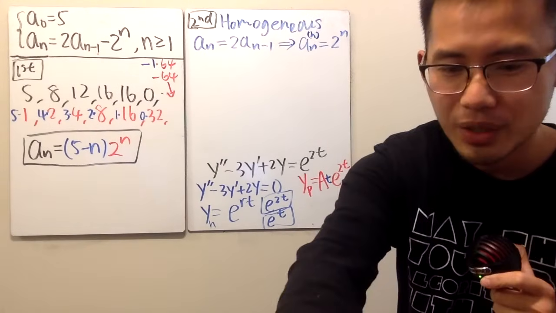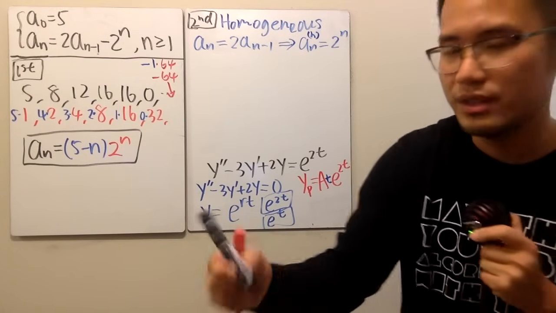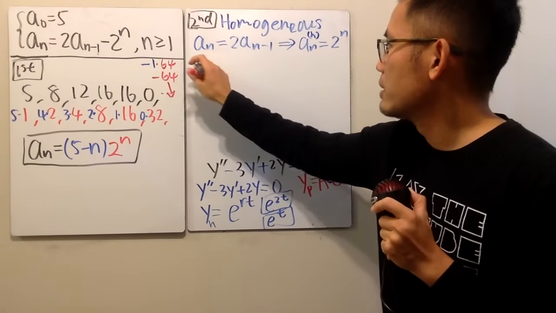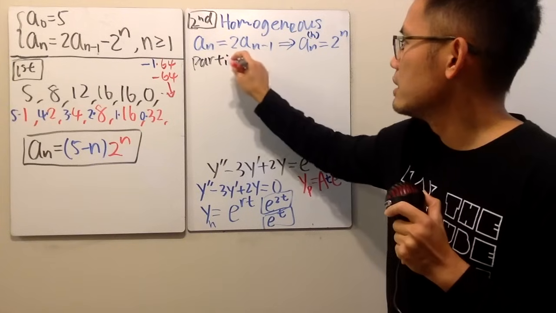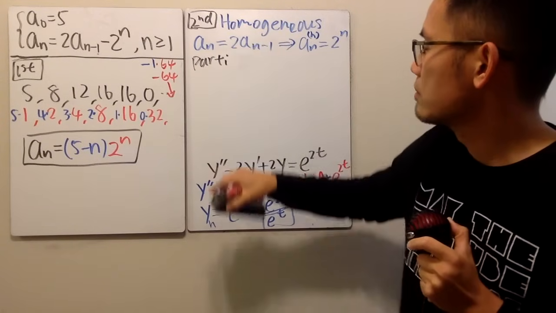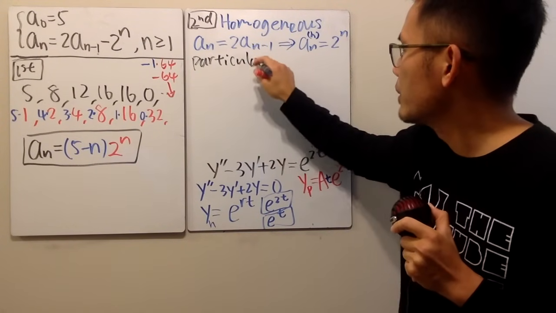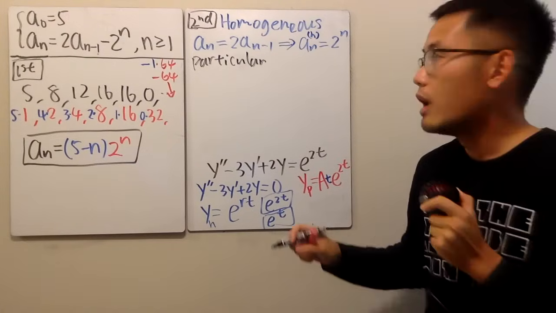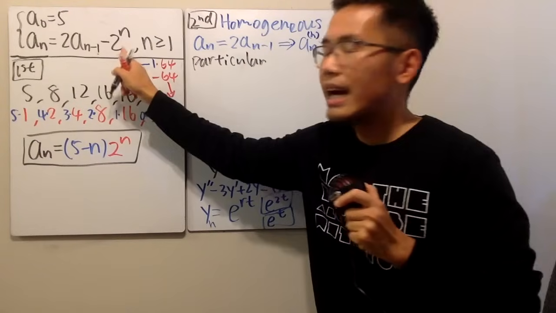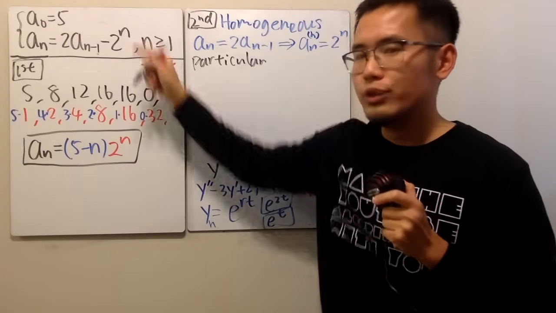Now, here we go. We are going to focus on the particular solution. I will do this one in black. So here is the particular situation. Well, you will have to just look at what kind of function, what kind of sequence this is. We have 2 to the n.